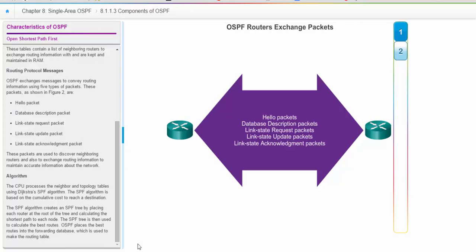With your algorithm, you have a CPU process. It processes the neighbor and topology tables using Dijkstra's shortest path first algorithm, and it's based on the cumulative cost to reach a destination. So the SPF algorithm creates your SPF tree by placing each router on the root of the tree and calculating the shortest path to each node.